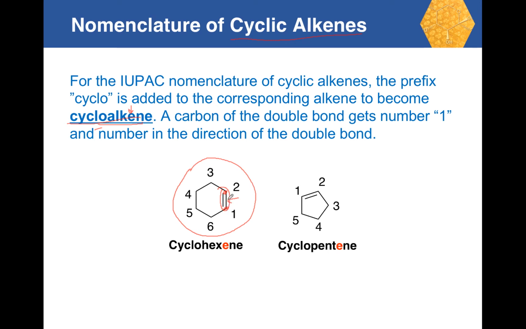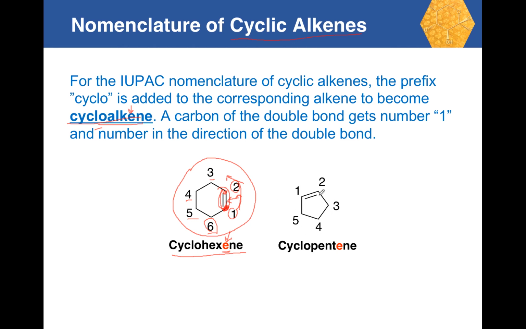So one of these is number 1, but once you have determined that this is your number 1, you have to go in the direction of the double bond. So it's 1, and then 2, 3, 4, 5, 6 represents cyclohexane, but of course we have a double bond, so we change the A to an E, so it becomes a cyclohexene. Be careful when you write these names that you make it legible, that the E can be read by the graders.